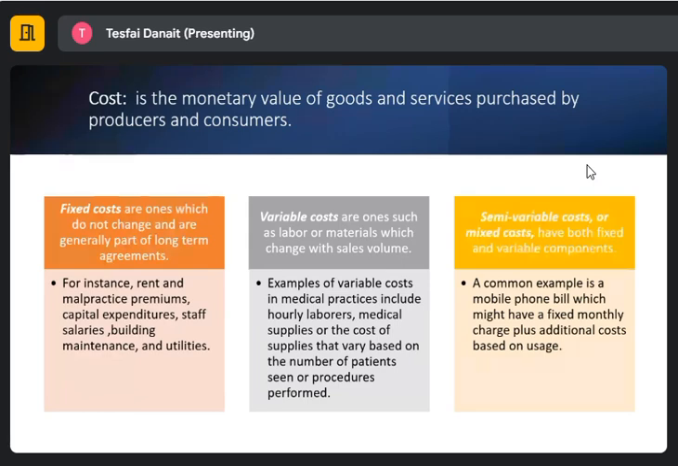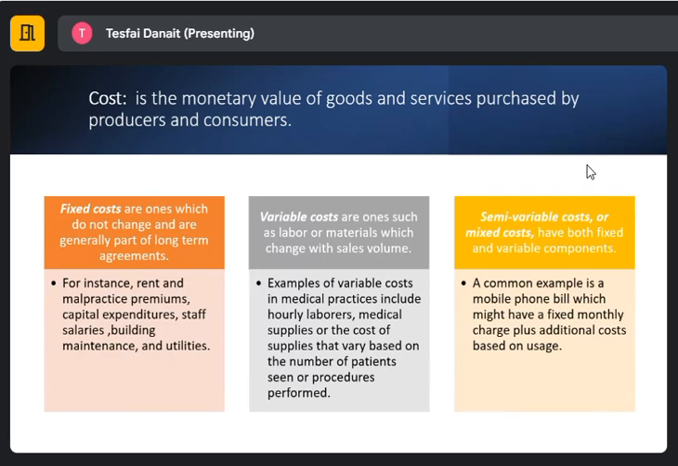And the second one is variable cost, such as labor or materials, which change with sales value. Examples of variable cost in medical practices include hourly laborers, medical supplies, or the cost of supplies that vary based on the number of patients seen or procedures performed.